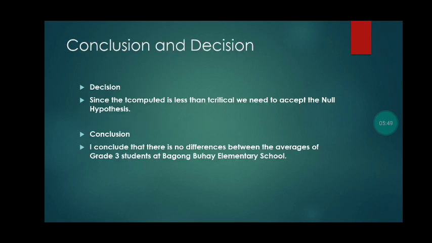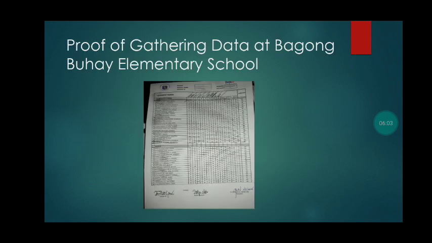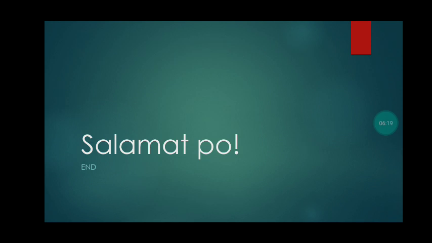For our decision, since the T computed is less than our T critical, we accept the null hypothesis. We can conclude that there is no difference between the average of Grade 3 students at Bagong Buhay Elementary School. This is the proof of the data gathered at Bagong Buhay Elementary School, gathered from the grading sheet of a teacher. This is the end of my presentation. Again, thank you so much. Salamat po.